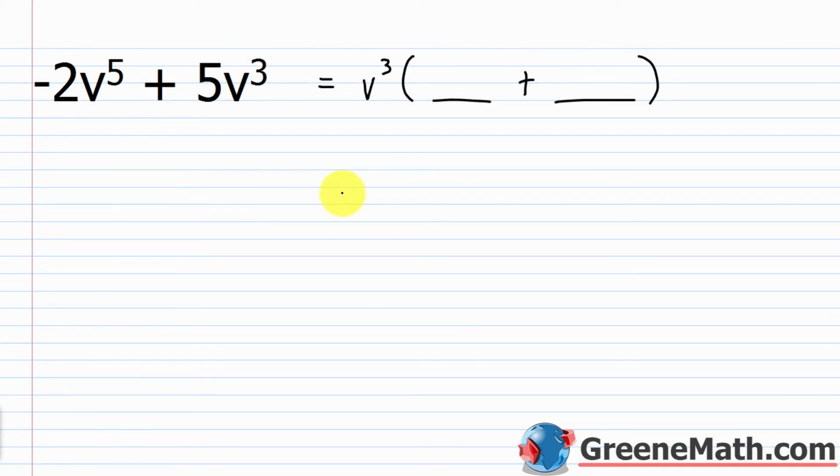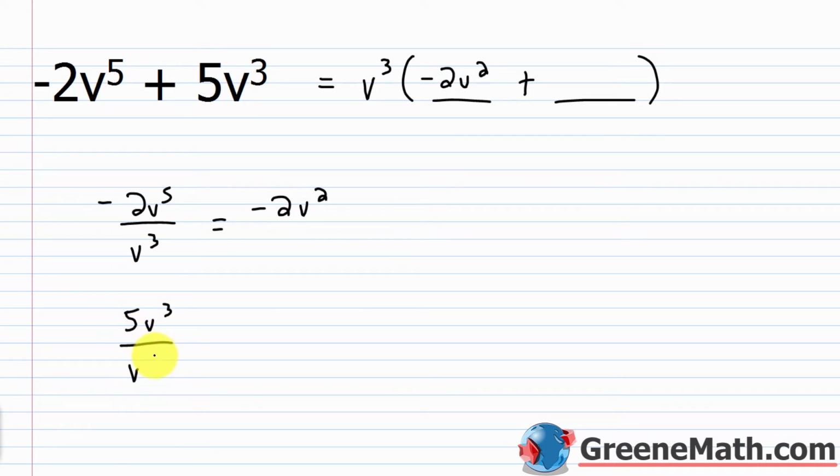I could say, well, if I have negative 2v to the 5th power divided by v cubed, what's that going to give me? It's going to give me negative 2. V to the 5th power over v cubed is v squared. So that's what goes here, negative 2v squared. And I would do the same thing with this term. I would say 5v cubed divided by v cubed is equal to what? Well, again, I have 5. V cubed over v cubed is 1. So I'd get a 5 there.